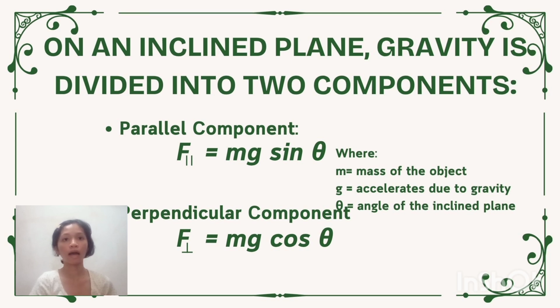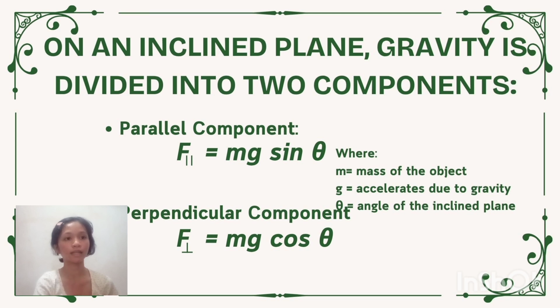So where m is equal to the mass of the object, g is the acceleration due to gravity, and theta is the angle of the inclined plane. So this component acts into the surface.